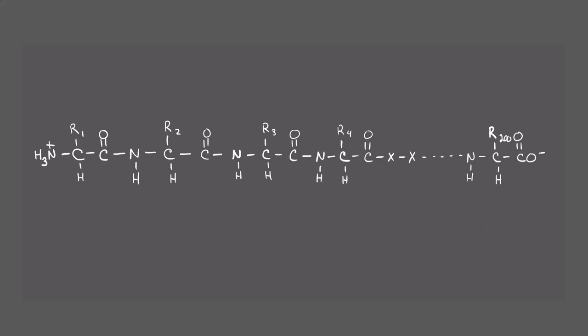Regardless of the length, the polypeptide has a polarity, with a free positively charged amino group at one end and a free negatively charged carboxylate at the other. Therefore, we refer to the amino terminal end, abbreviated as the N-terminus, and the carboxy terminal end, abbreviated as the C-terminus.